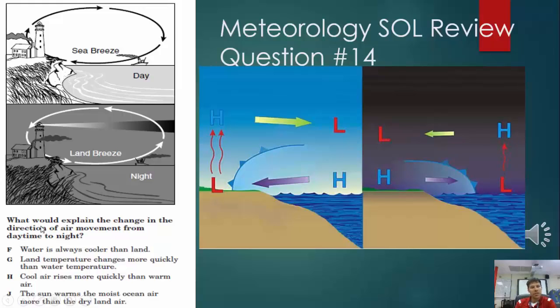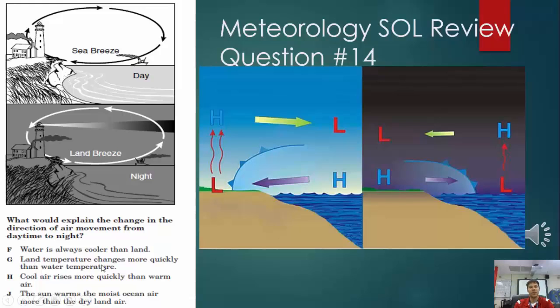So what would explain the change in the direction of air movement from daytime to night? Water is always cooler than land? It's not true, because at nighttime the water is usually warmer than the land. G, land temperature changes more quickly than water temperature. Okay. Cool air rises more quickly than warm air, and we know that's wrong. The sun warms the moist ocean air more than the dry land air. We know that's wrong. So our best answer here is G.